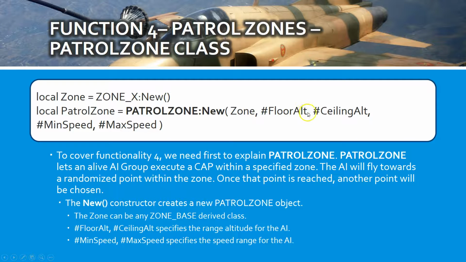You specify a floor altitude and a ceiling altitude, and this means that the AI, when it's patrolling the zone, will select an altitude point between these two values. As well, for the speed, you need to specify a minimum speed and a maximum speed. So this means that when an AI is patrolling, it will make a variation between altitude range and speed range. And this is really very nice. So you see the plane executing its task within the zone at varying altitudes and varying speeds.